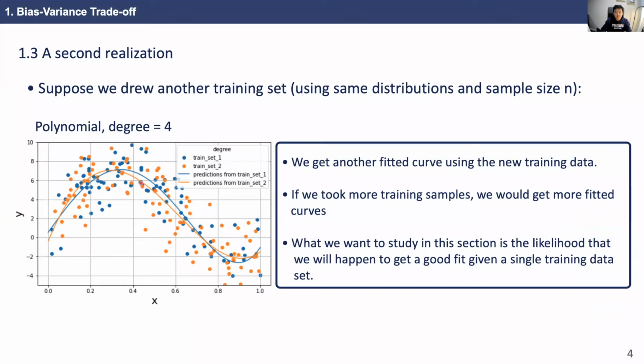While the two curves are visually similar, they are not identical. If we took more training samples, we would get more fitted curves. So what we want to study in this section is the likelihood that we will happen to get a good fit given a single training data set. So if we drew another set of training data and fit the model, we're going to have another line. And if we drew 50 training data sets, we're going to have 50 curves, just like this.